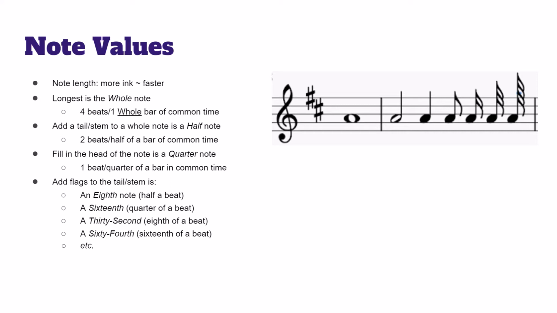Then you get the 16th note with 2 flags, 32nd note with 3 flags, 64th note with 4 flags, so on and so forth. Typically, you're not going to see music with much worse than a 16th note, maybe a 32nd note written on it, so it's less important to know what's going on with the 4, 5, 6 flags.